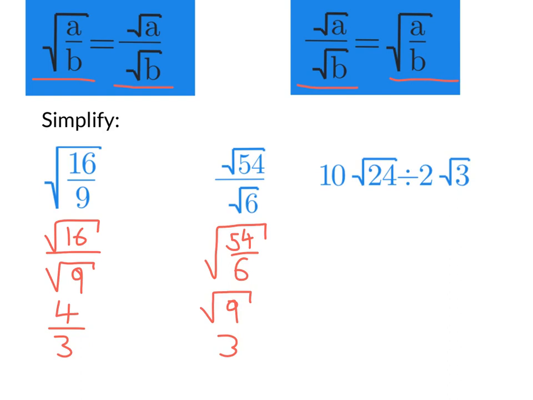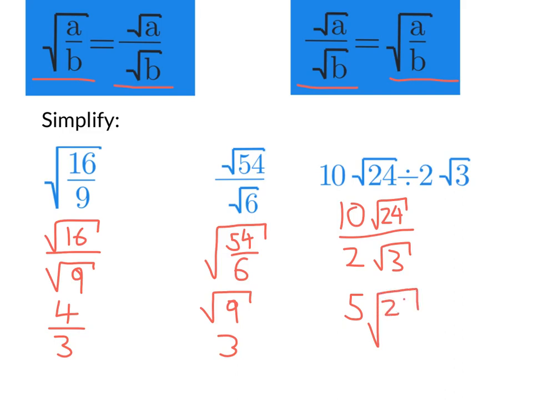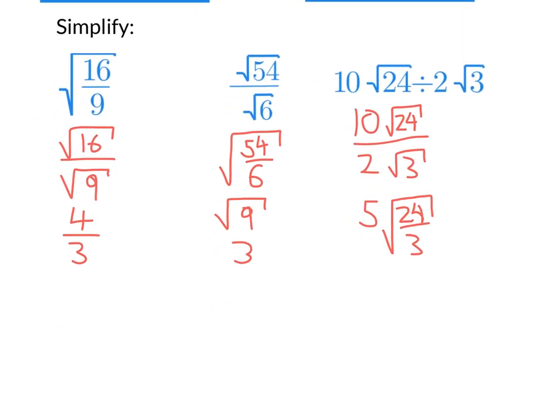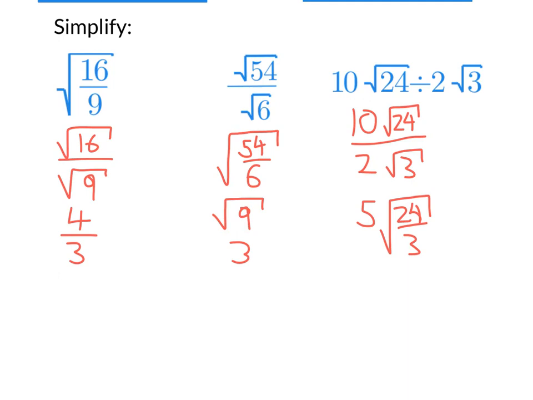Last question, 12 root 24 divided by 2 root 3. Well, first I'm going to write that as a fraction, and then I'm going to look to simplify the roots and simplify the whole numbers. So 10 divided by 2 is 5, and then I can make the two roots become 1, putting the fraction inside. Okay, and now let's do that simplifying inside the root, that becomes 8.